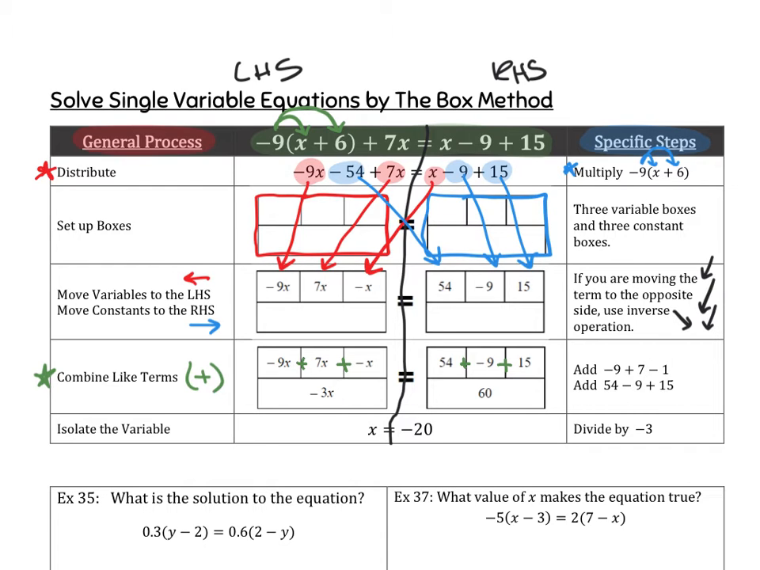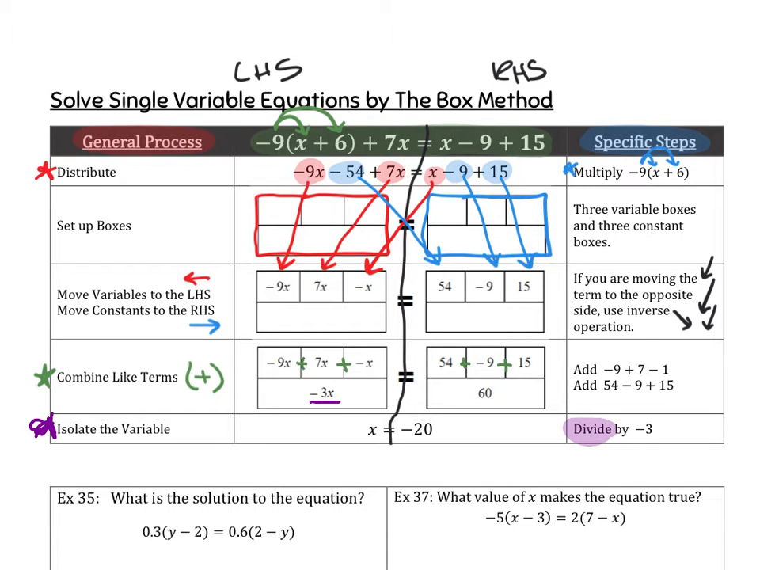54 plus negative 9 plus 15. Okay, that is the combining like terms step, and you're going to utilize your calculator while you're doing this. We're almost done. The very last step in this box method that we've been doing is to isolate the variable. All that means in this problem is we're going to divide. Most of the time, like 99.9% of the time, the last step is to divide.